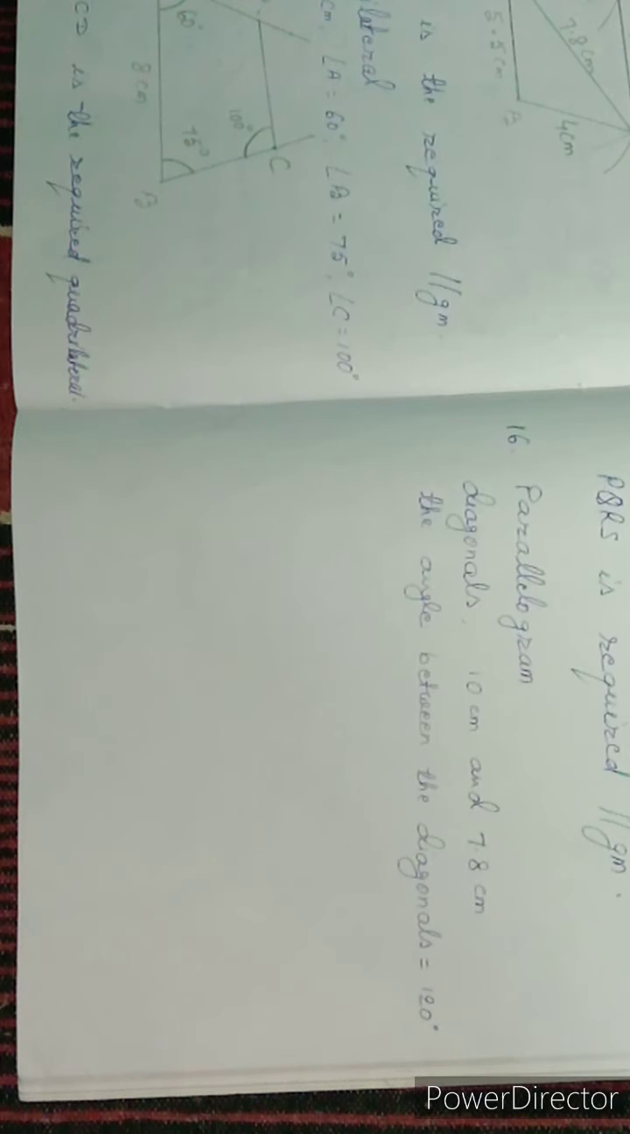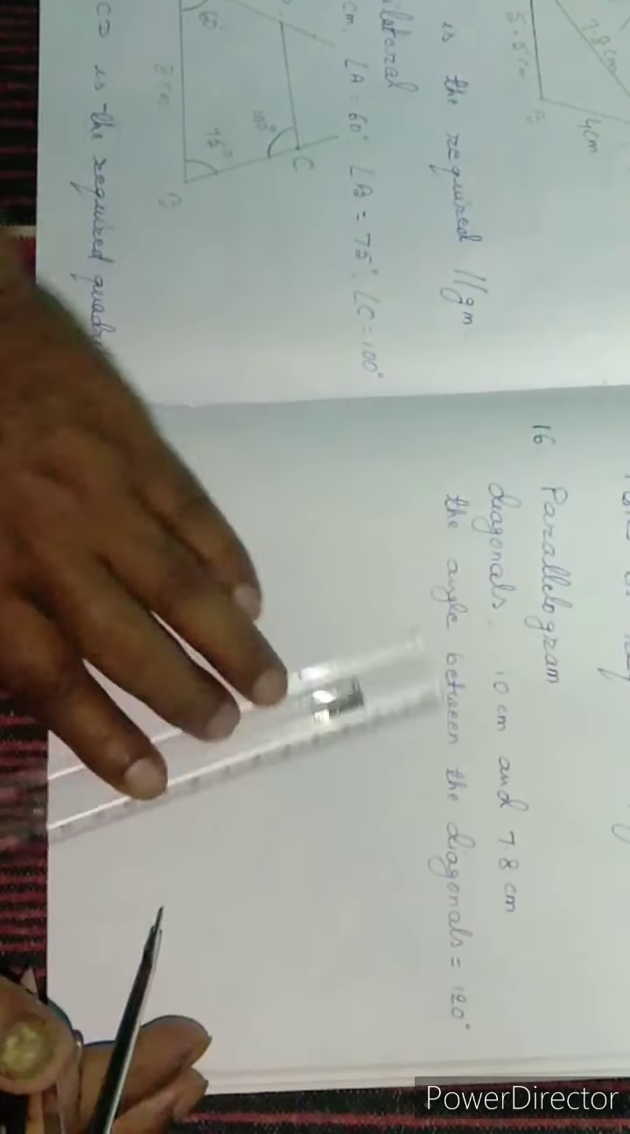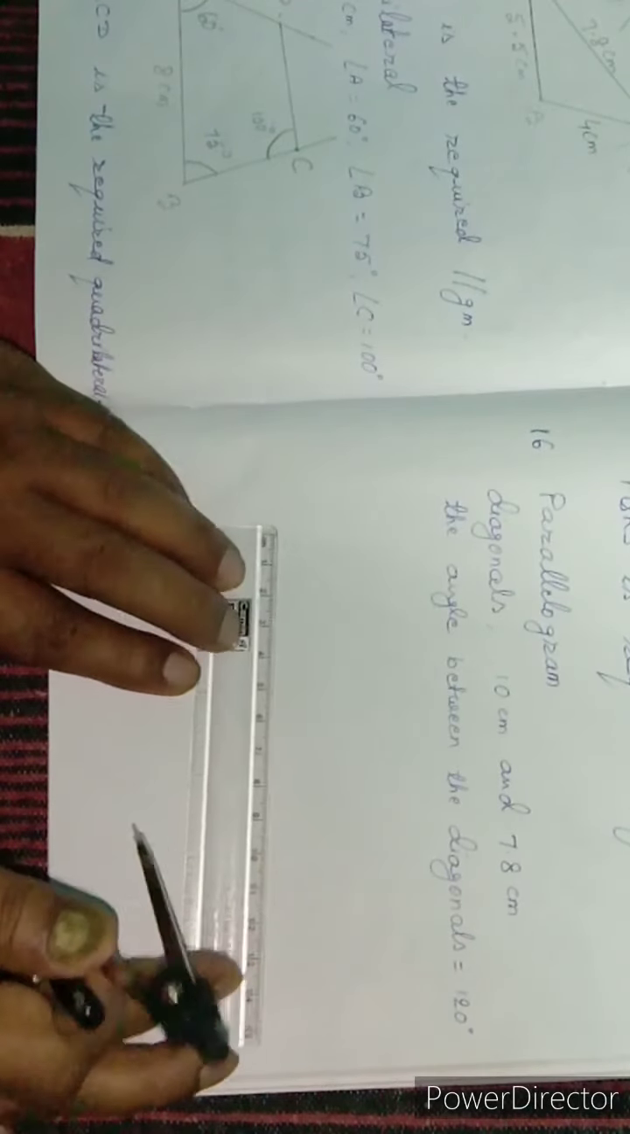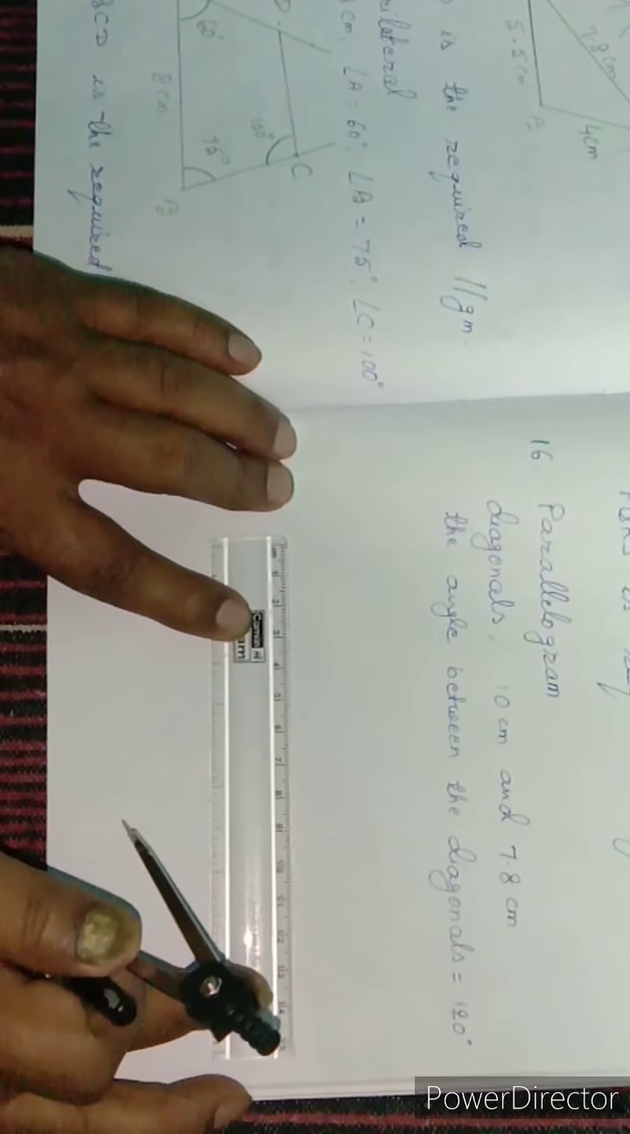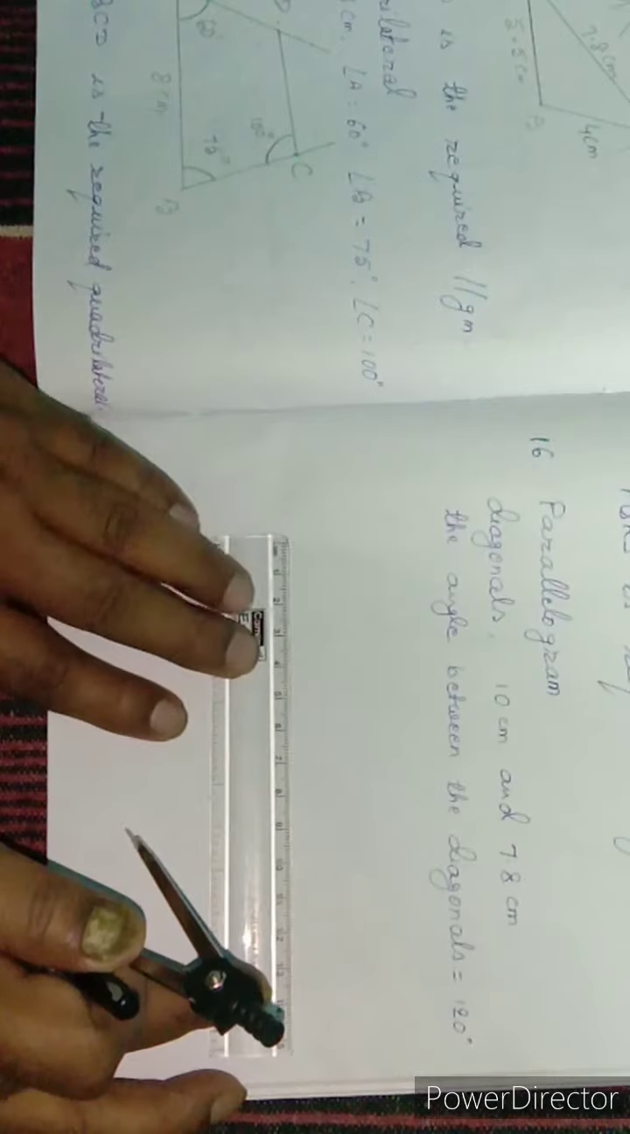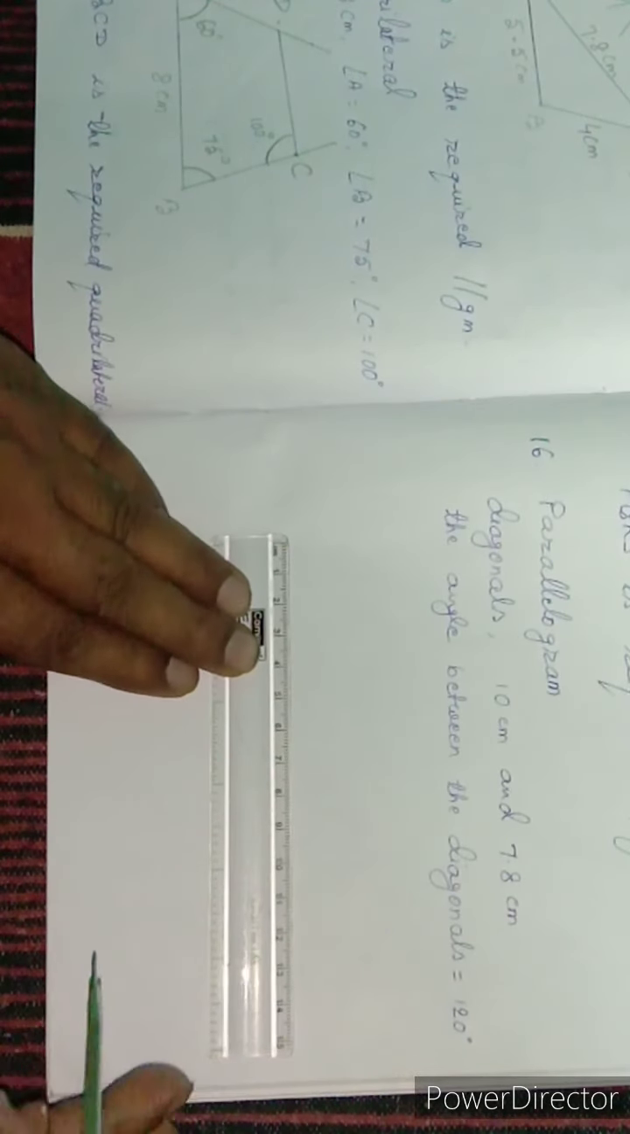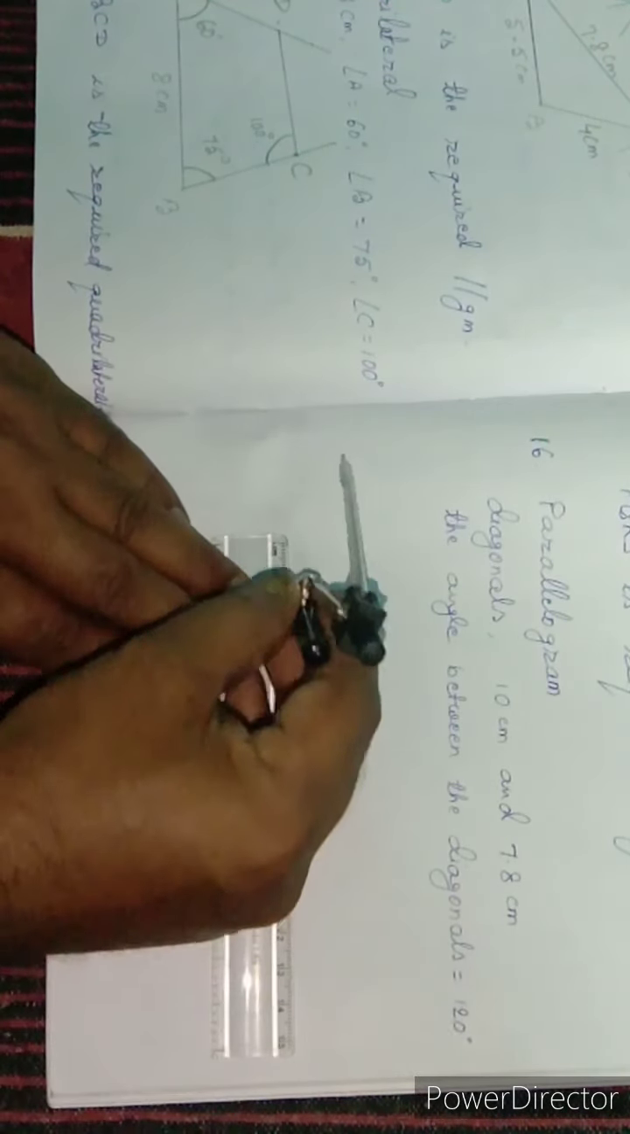My dear students, now we'll solve question number 16, in which we are asked to draw a parallelogram. The two diagonals are given, one is 10 centimeter and another is 7.8 centimeter, and the angle between these two diagonals is equal to 120 degree. Let us see. First of all, we'll draw the baseline of 10 centimeter. That is the length of the first diagonal of 10 centimeter.